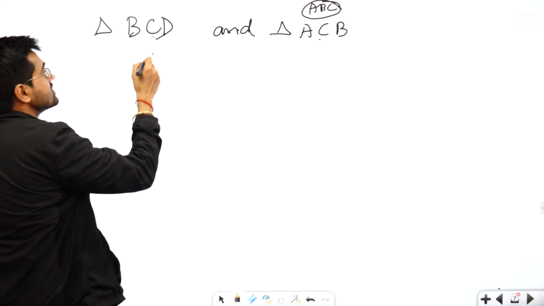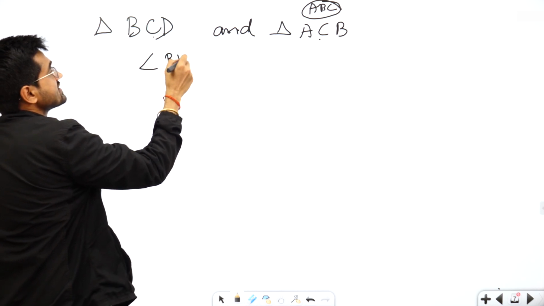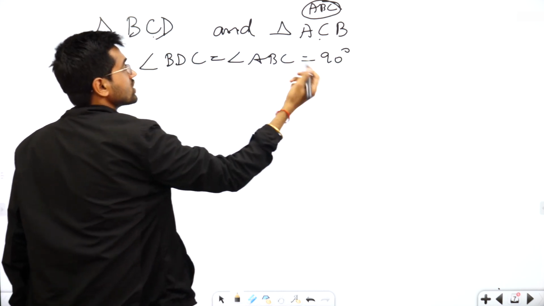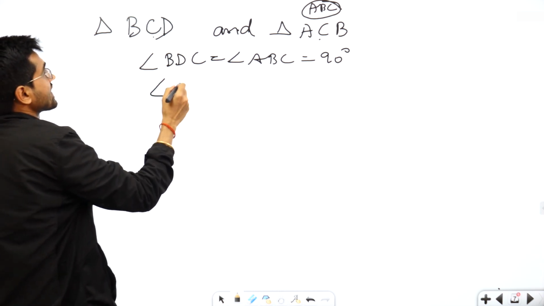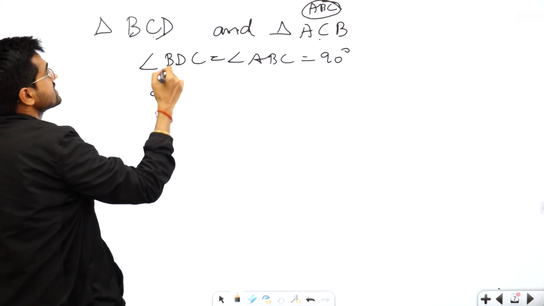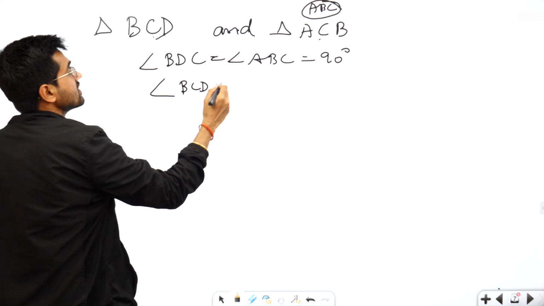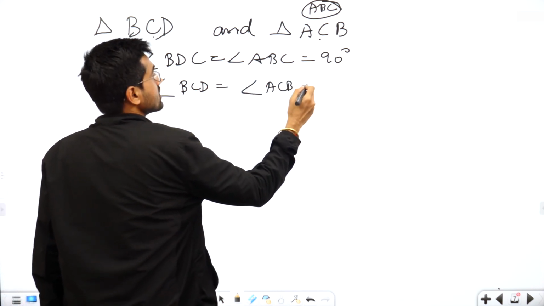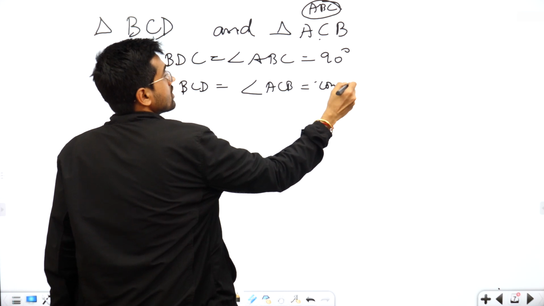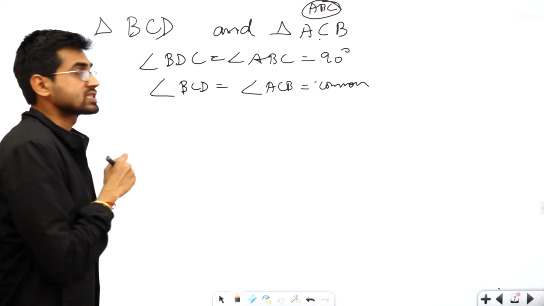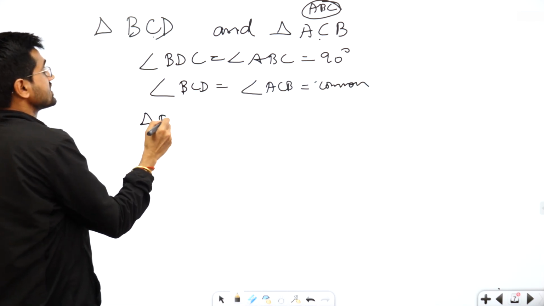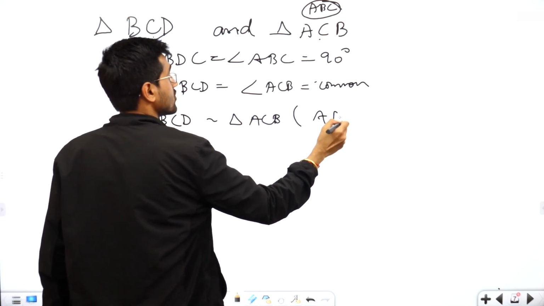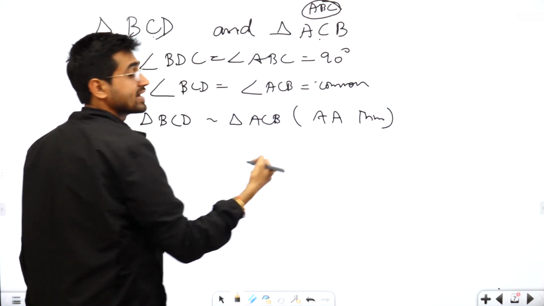You have everything. Just write angle BDC is equal to angle ABC is equal to 90 degrees. Both are 90. And then you can write whichever angle you prefer, since C is common. So angle BCD is equal to what? Angle ACB, common. Now since we have got this, do you all say that triangle BCD is similar to triangle ACB? You should mention the axiom or the theorem.